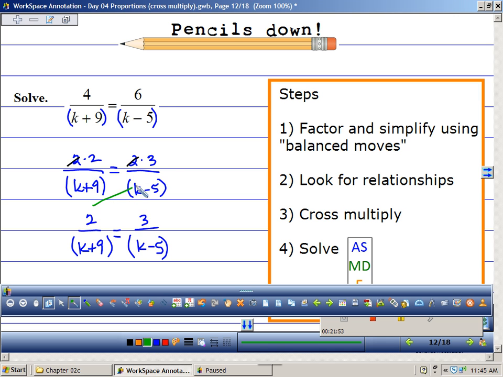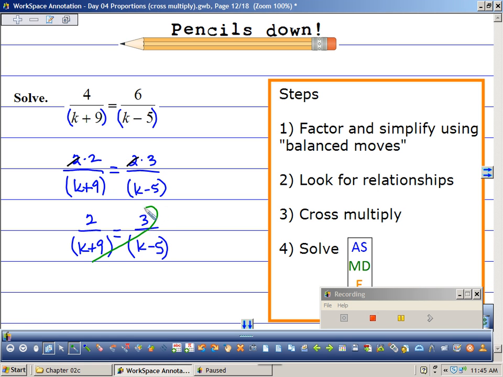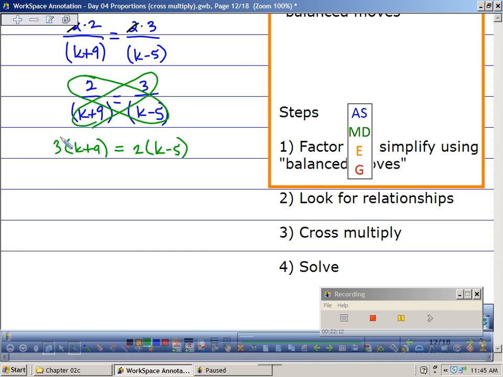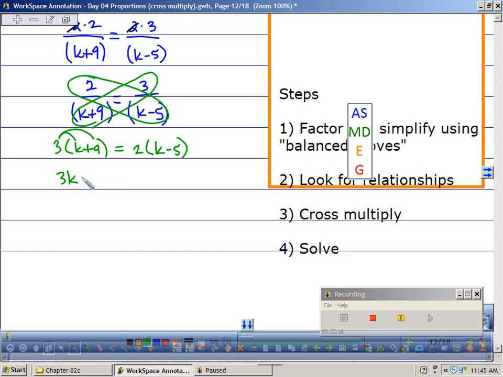Now I can cross multiply. Oops, I should have done that on the last one. So 3 times k plus 9 is equal to 2 times k minus 5. Distribute gives me 3k plus 27 equals 2k minus 10. If I take 2k off both sides, what am I left with? 1k plus 27 equals negative 10.